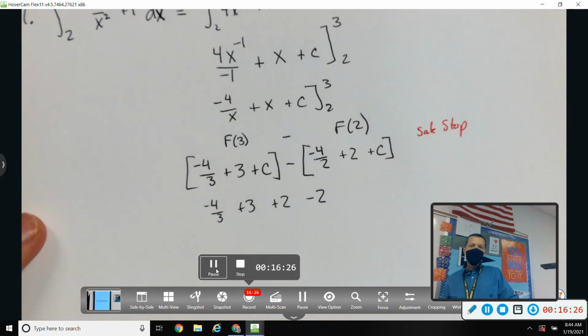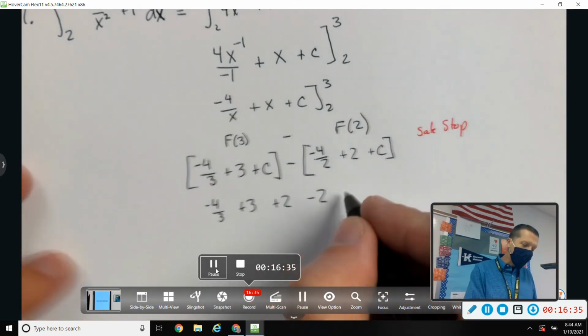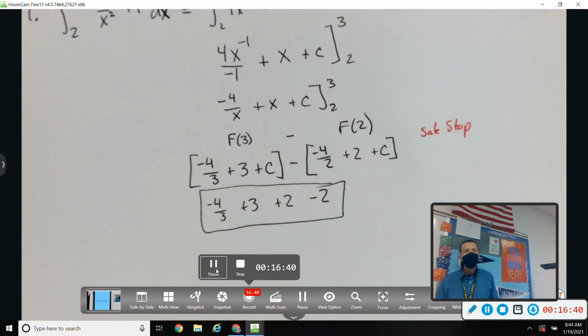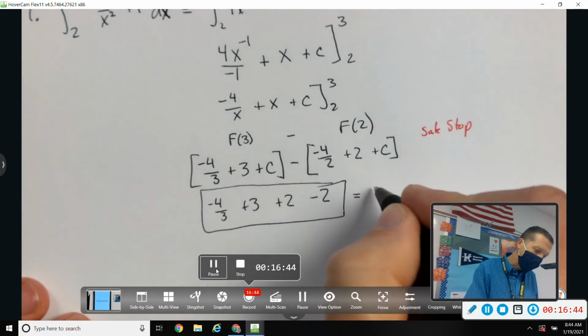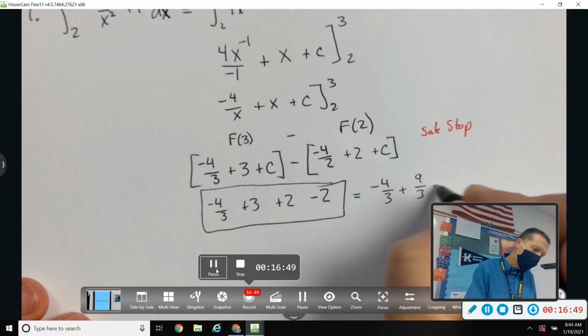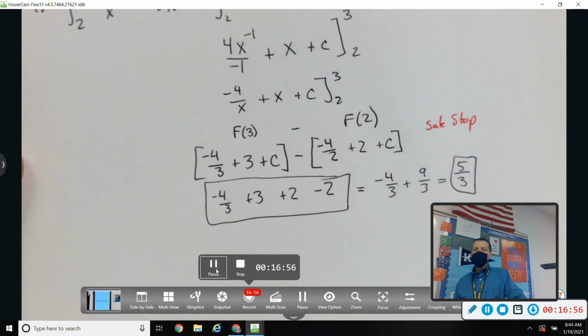Distributing the negative sign. In fact, anywhere in here I could pull the plug on this and be like safe stop. I don't want to mess with fractions. I'm good, thank you. Even the 2 minus 2, but whatever, I'm fine. Leave it alone. Again, multiple choice, the book is going to go ahead and do negative 4/3 plus 9/3 would be 5/3. So if you're checking Calc Chat, then you're going to get 5/3. But you could safe stop it well before then.